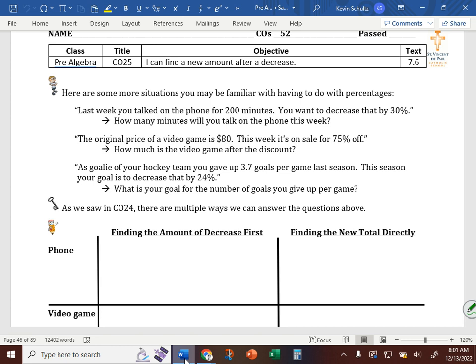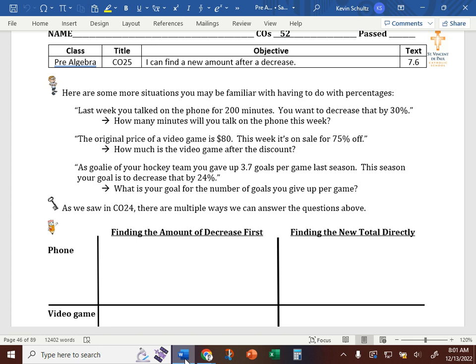We're just going to focus on finding a new amount after a decrease by 5%. So we're talking about you go shopping, there's a sale. You're addicted to your phone, so you want to kind of wean yourself off that a little bit. And like we saw in CO24, we've got two different methods that we can use here. One of them, finding the amount of the decrease first, and the other one, finding the new total directly.